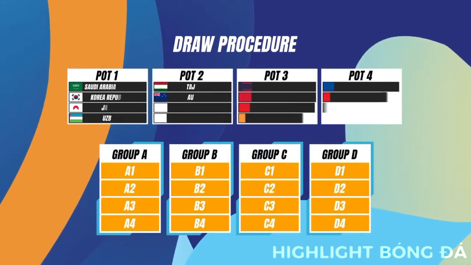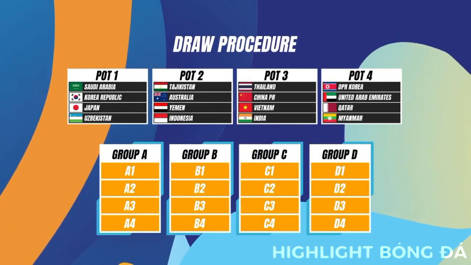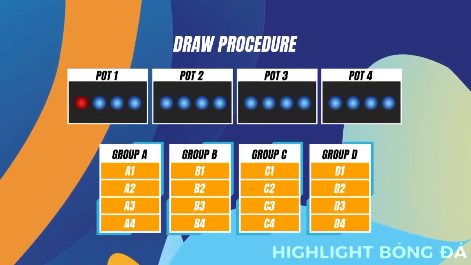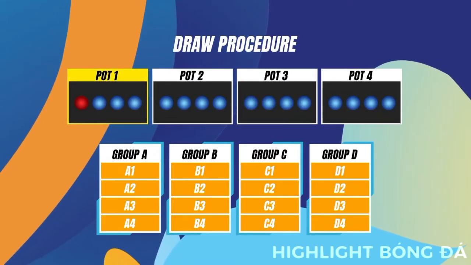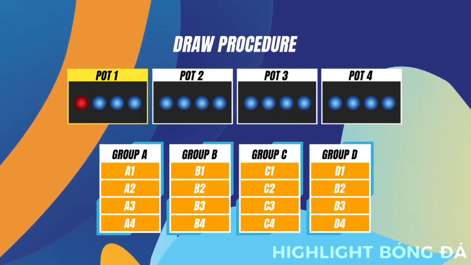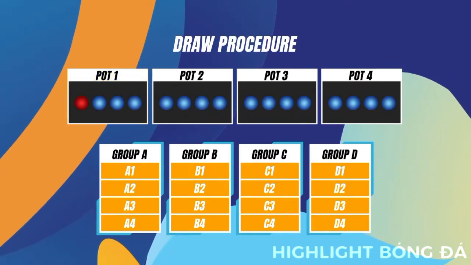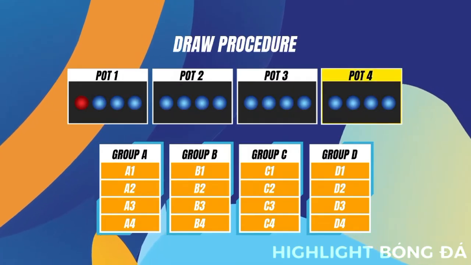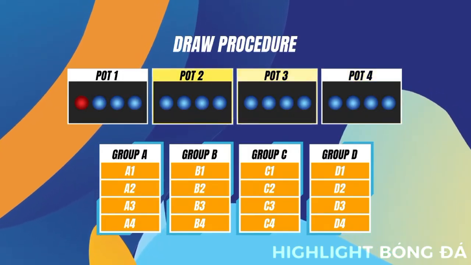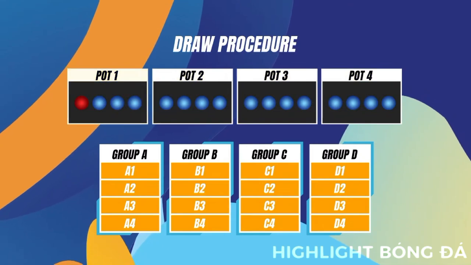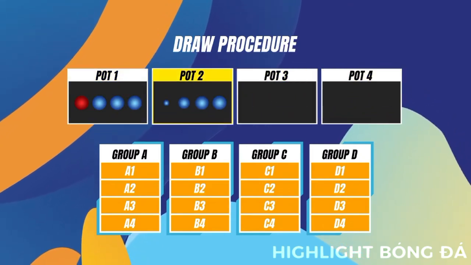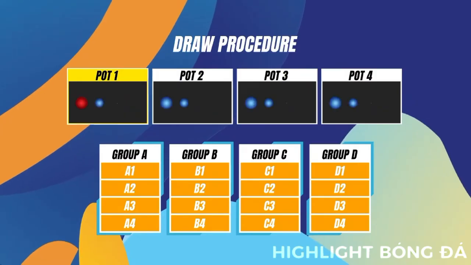Draw procedures. 16 participating teams are divided into different pots as per the seeding and pot allocation principle. The host association, Saudi Arabia, will be identified by a different colored ball in Pot 1. The draw will be conducted in accordance with the following sequence. The draw will commence with Pot 4, followed by the order of Pots 3, 2, and 1 to ensure that the highest seeded teams are drawn last. Each pot will be completely emptied before moving on to the next pot.